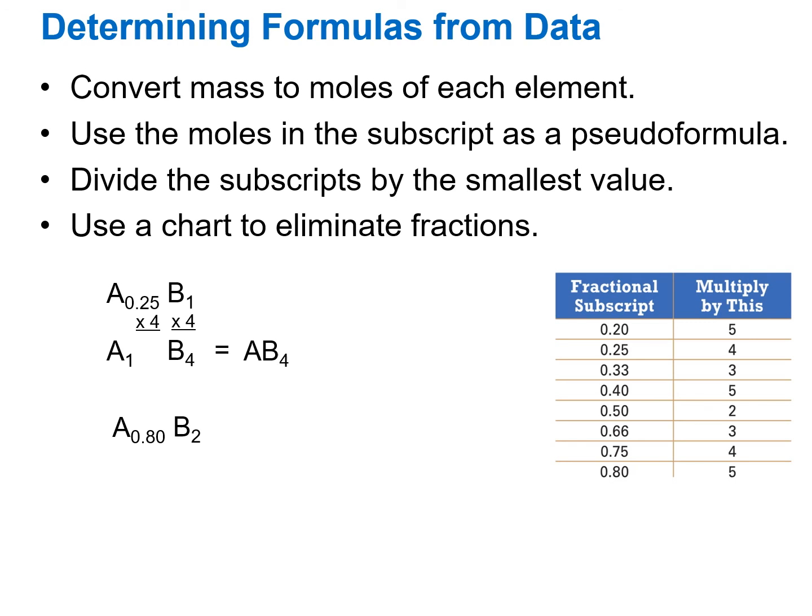What about a compound that looks like this? Can we use the chart? We sure could. Multiply them both by 5. Our A goes to 4, our B goes to 10, and our formula becomes A4B10. Now, would you want to reduce this further? Well, it depends. If we're talking about a molecule, then we're going to need every A, all 4 of them, and all 10 of those B's to have the right recipe for this compound.